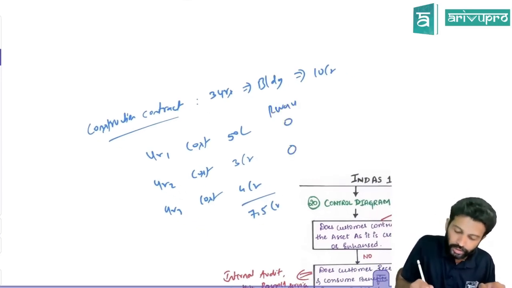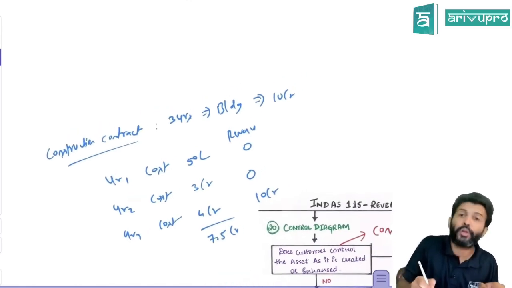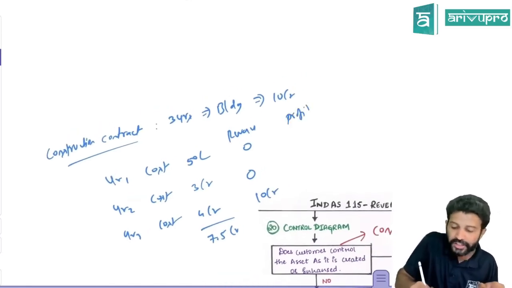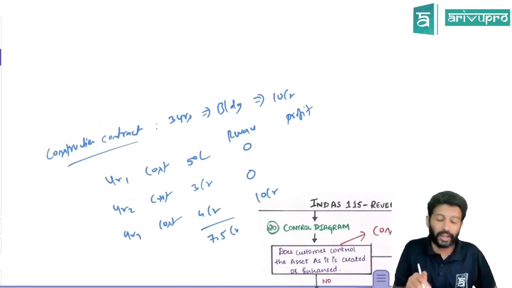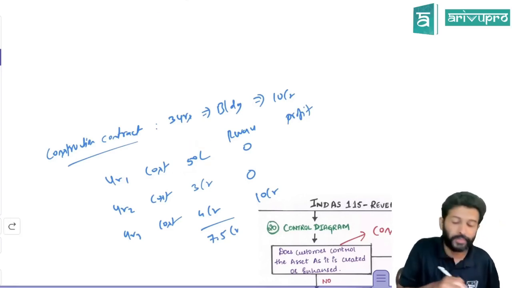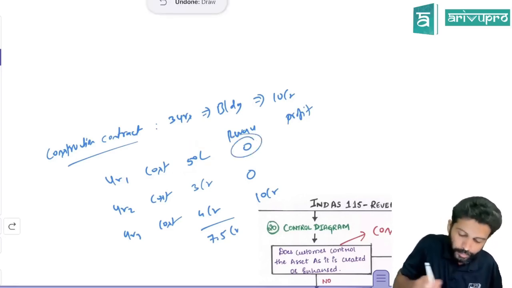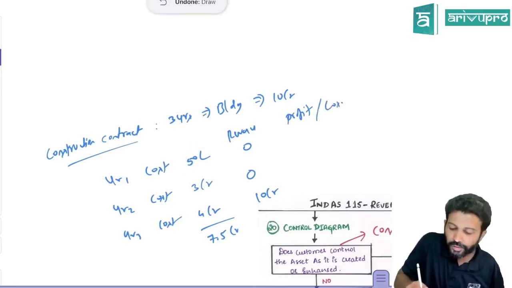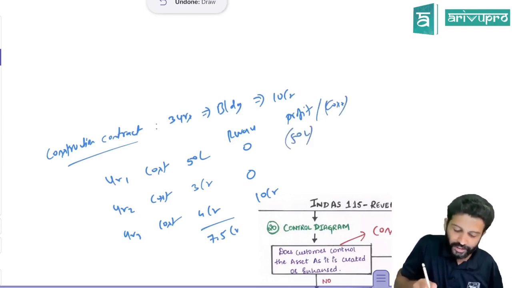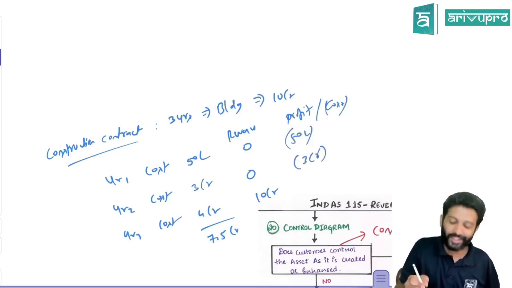Second year, no. Third year, bumper revenue of 10 crore. So if you do this accounting, how will the financial statement of this contractor look? First year cost is 50 lakh, no revenue. That means in the first year it's a case of loss, 50 lakh loss. Second year, bumper loss of 3 crore. Third year, bumper profit of 6 crore.